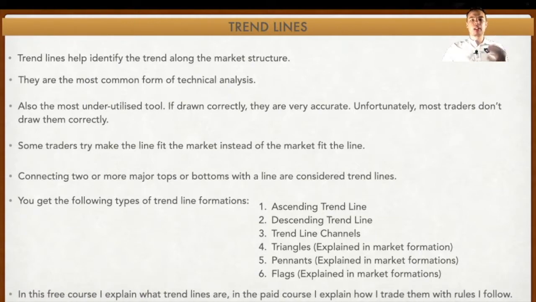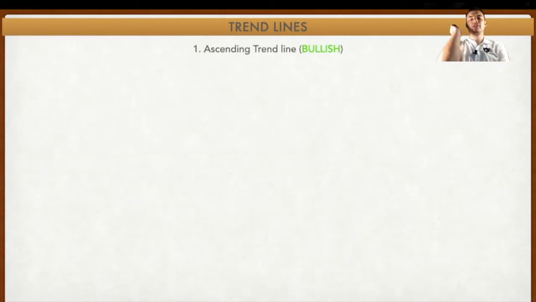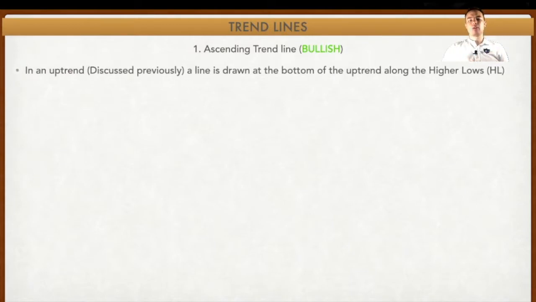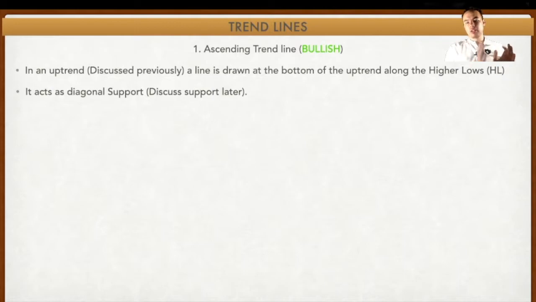So like I said, I'm going to explain what trend lines are. The first one is the ascending trend line. Ascending means to go up, so by name it is a bullish trend line. It is drawn at the bottom of the trend, touching the higher lows. That's where your ascending trend line comes in. It acts as diagonal support.